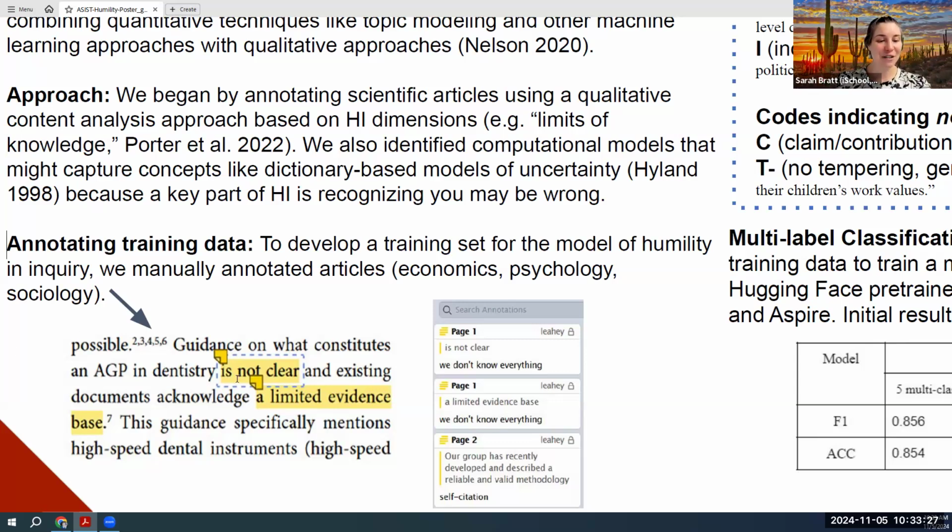So first, this began in Zotero, where we were labeling specific instances just in terms of phrases, right? Like, it is not clear, a limited evidence base, this kind of thing. But then we evolved to think, okay, we need to do this at the sentence level. And from there, it was clear that some sentences might have multiple labels. And so our model right now includes multi-label prediction.